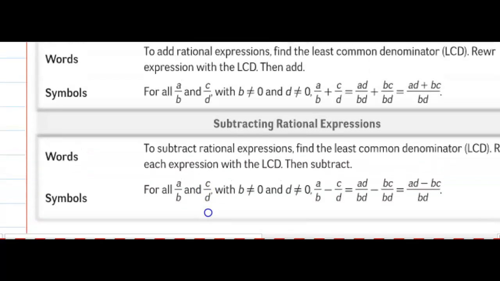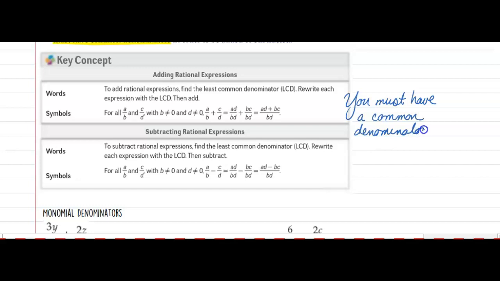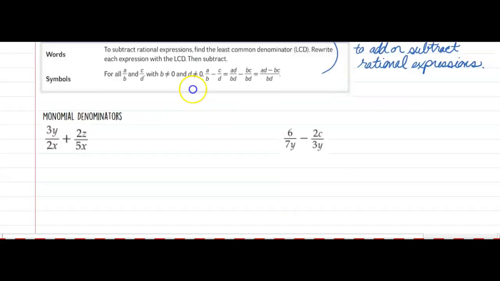Let's apply this. All this is saying here in this key concept is you must have a common denominator to add or subtract rational expressions. That's all of this in a nutshell.